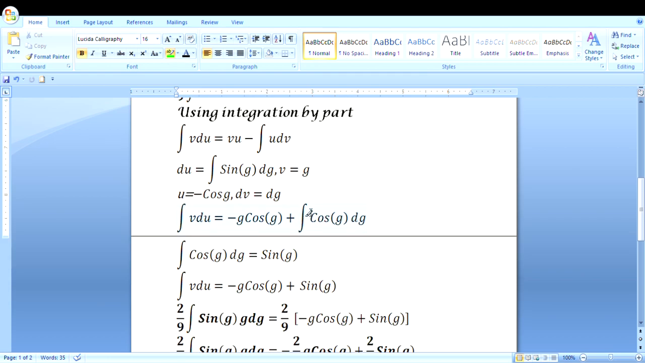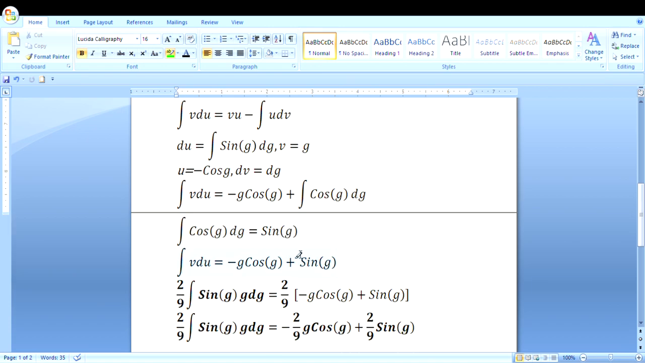Since the integral sign is still here, we still need to take care of the integral of cos g dg. The integral of cos g dg is equal to sine g. So if we integrate cos, the appropriate answer is sine g. Now substituting it in the formula, the integral of v du is equal to minus g cos g plus sine g.